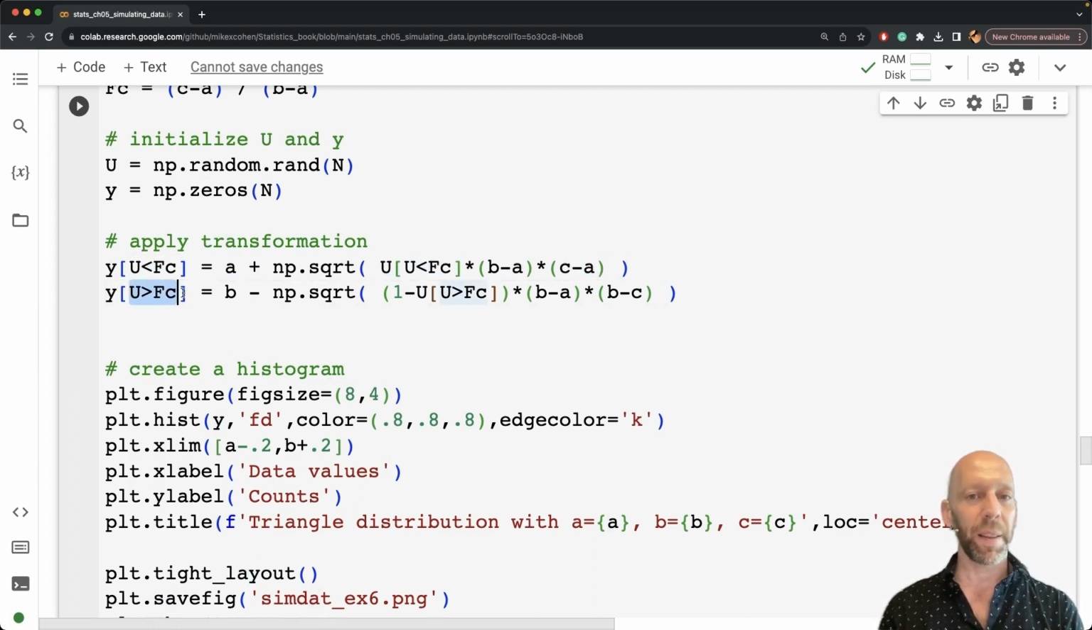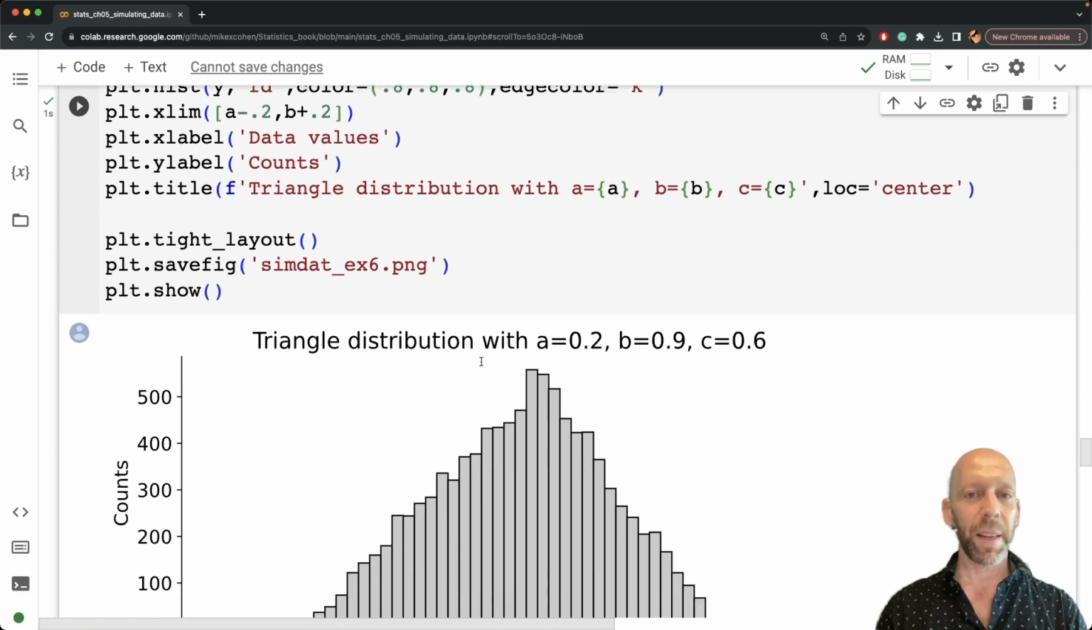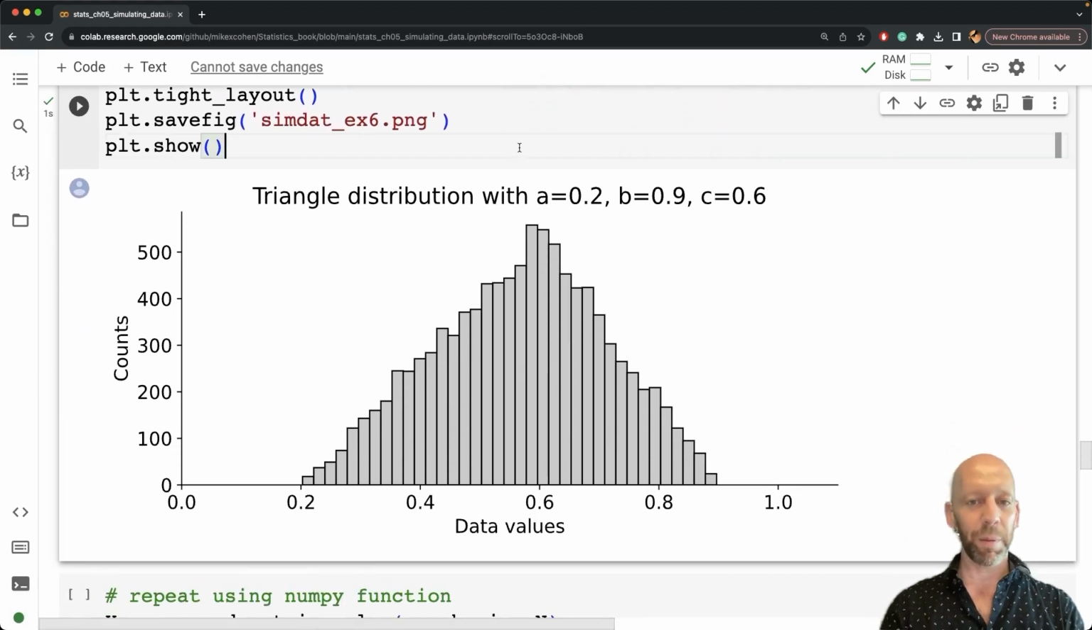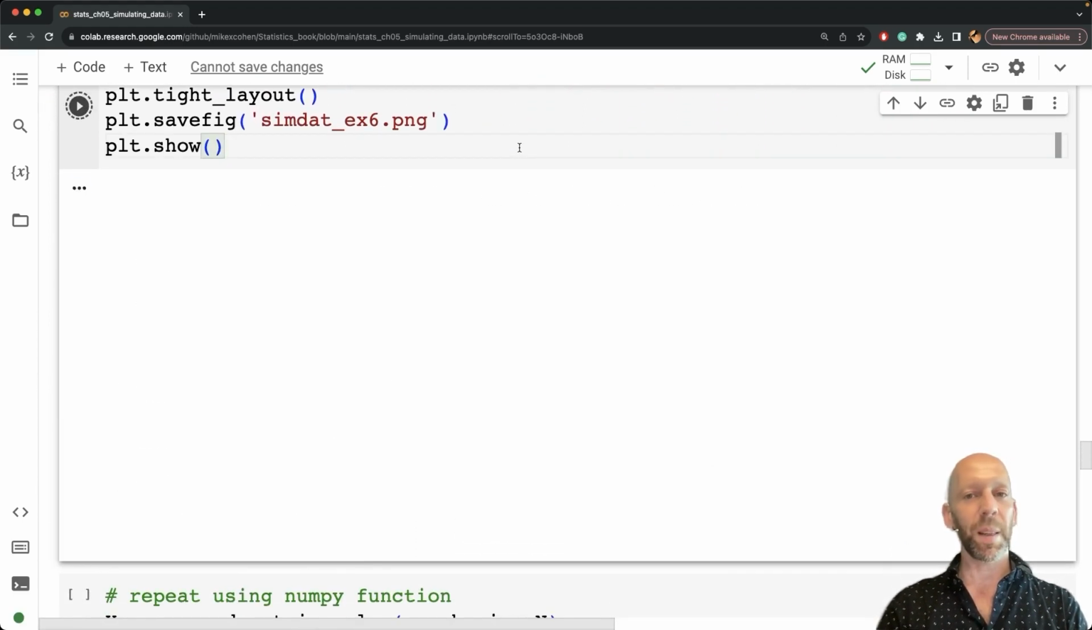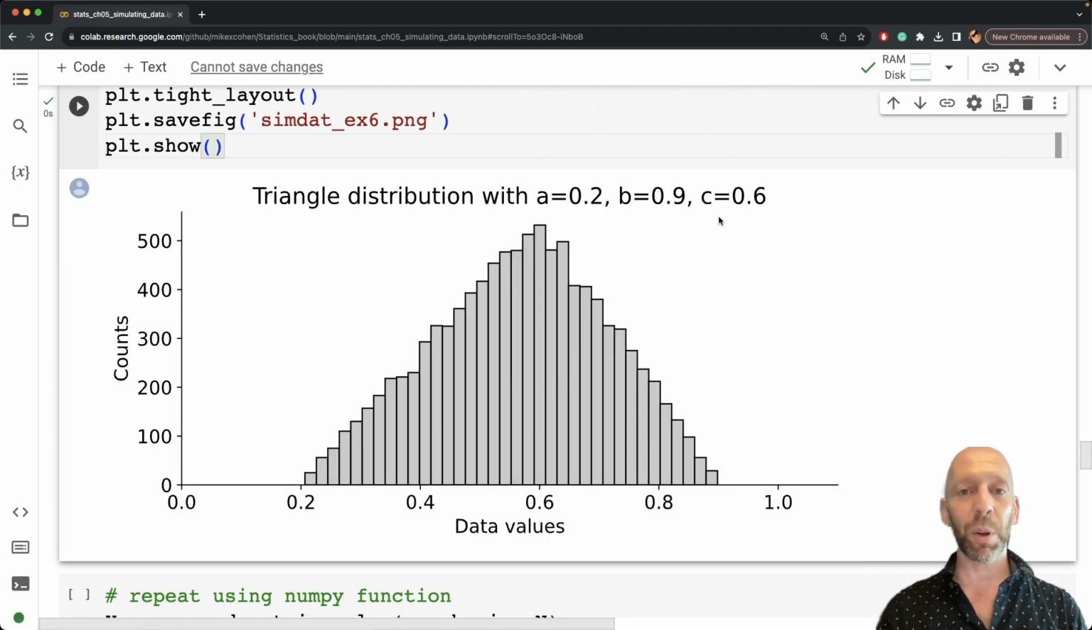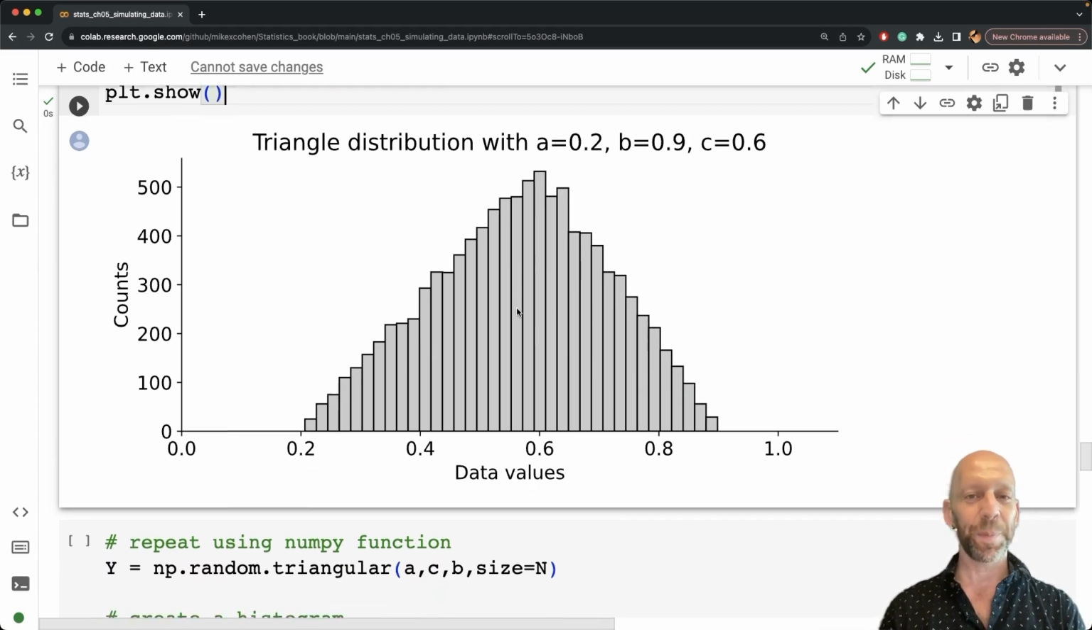If u is greater than f of c, we apply this part of the formula. And then we can just run all this code, generates the histogram. Very nice. We can repeat it multiple times. You can see the parameters are always the same because those are coded, but the exact distribution will look slightly different. So it's pretty neat. I encourage you to take a few moments and play around with this, try different parameters, see what's going to happen if you set C to be larger than B. Interesting thing for you to discover on your own.